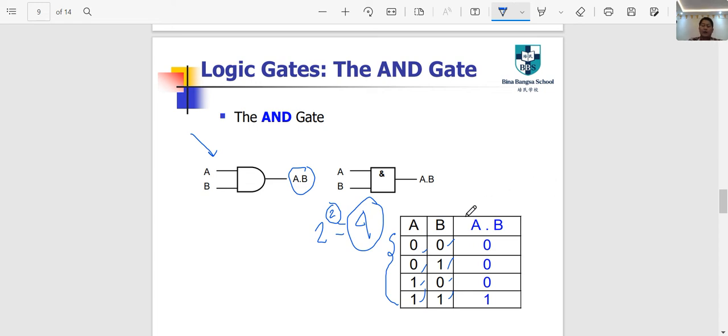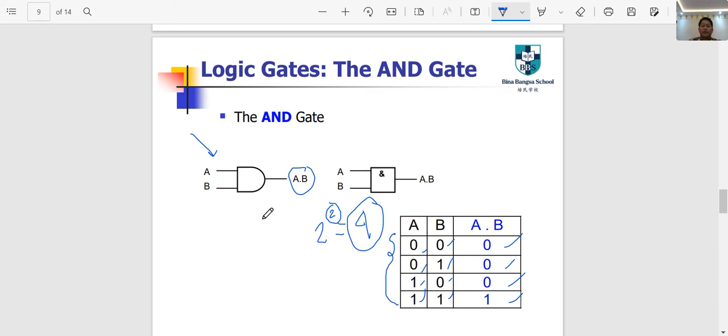Now A dot B, that is equivalent to 0. A 0 ANDed to 1 is 0, 1 ANDed to 0 is equivalent to 0, and 1 ANDed to 1 is 1. Yes, there is a proof. Of course I can present that one, but we're going to go straight to the point, to the truth table of this AND gate.